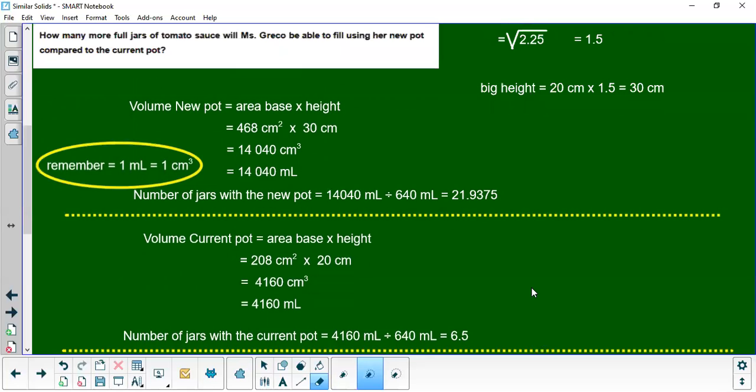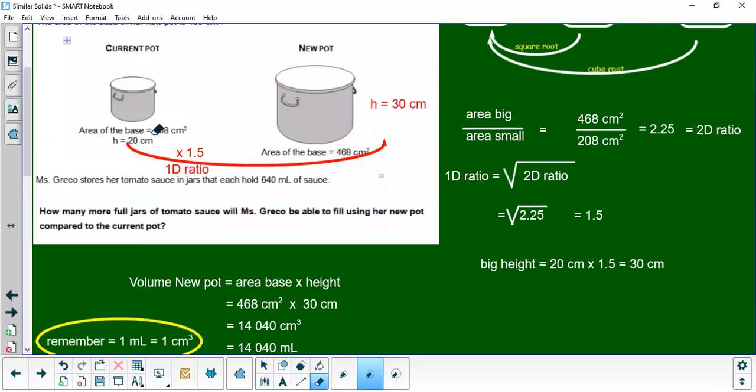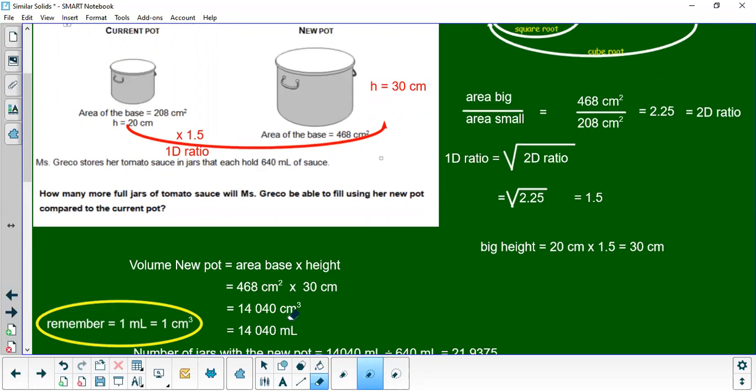Alternatively, I could find the volume of the small one and then multiply it by the 3D ratio to get the big volume. You can try doing that. We know the volume of the small one, and multiply by the 3D ratio, which would be 1.5 cubed. See if that gives you the volume of the big one. So try that out.